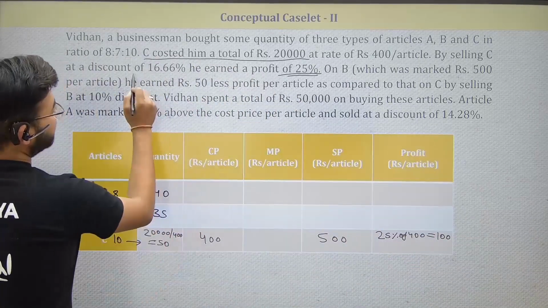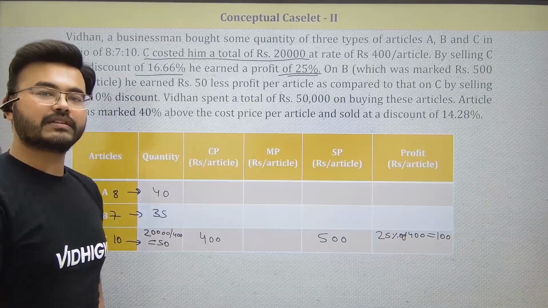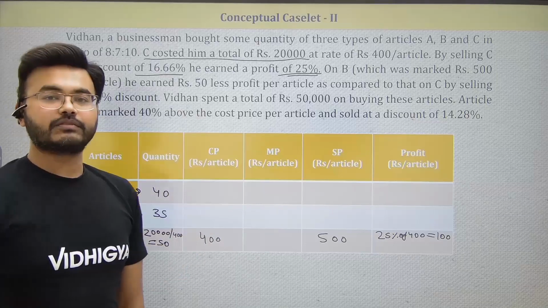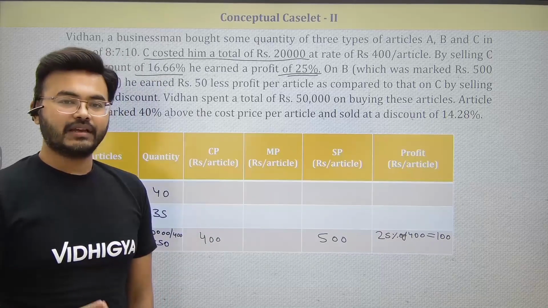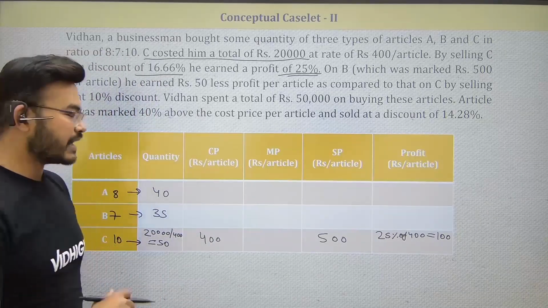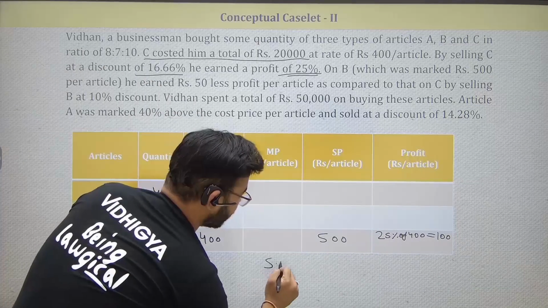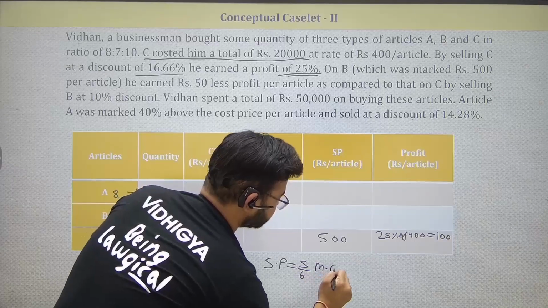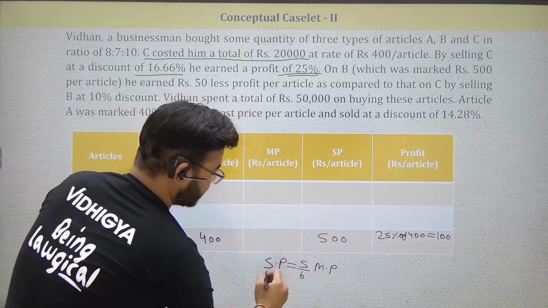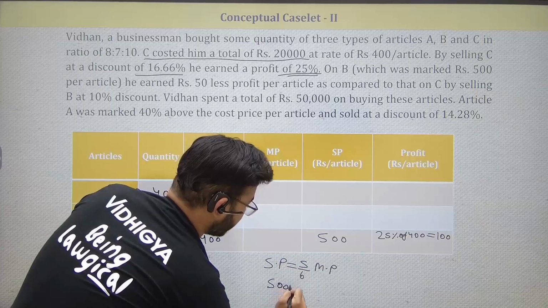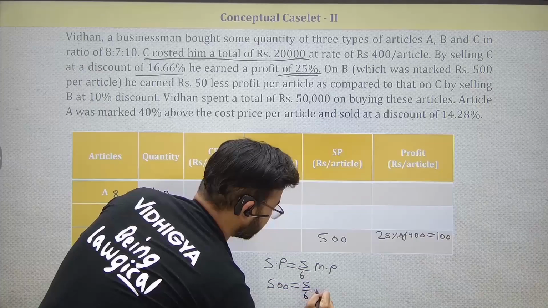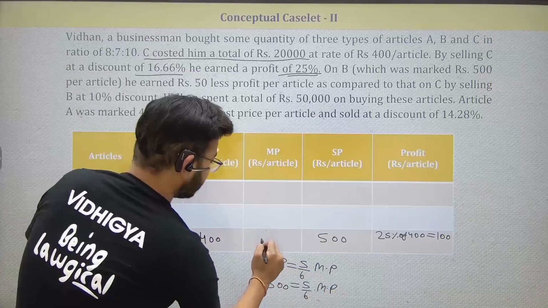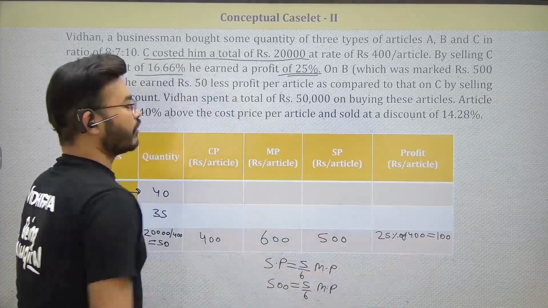Now it is given that a discount of 16.66% was offered. So if the discount is 16.66%, which in fraction is 1 by 6, selling price will be 5 by 6 of marked price. And we know the value of selling price is 500. So 500 is equal to 5 by 6 times marked price. So from that we can calculate the marked price will be 600 rupees.